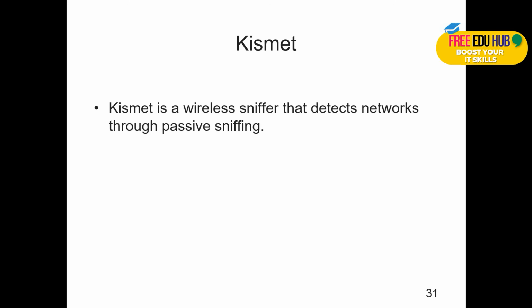Now, Kismet is a wireless sniffer that detects networks through passive sniffing. There are lots of tools like that available, but the best tool to sniff wireless networks is Kali Linux itself. But you'll have to have an Alpha wireless dongle or a wireless device in order to capture the packets in promiscuous mode. Otherwise, the regular wireless adapters that we use, or that are built into computers, usually cannot be turned into promiscuous mode.